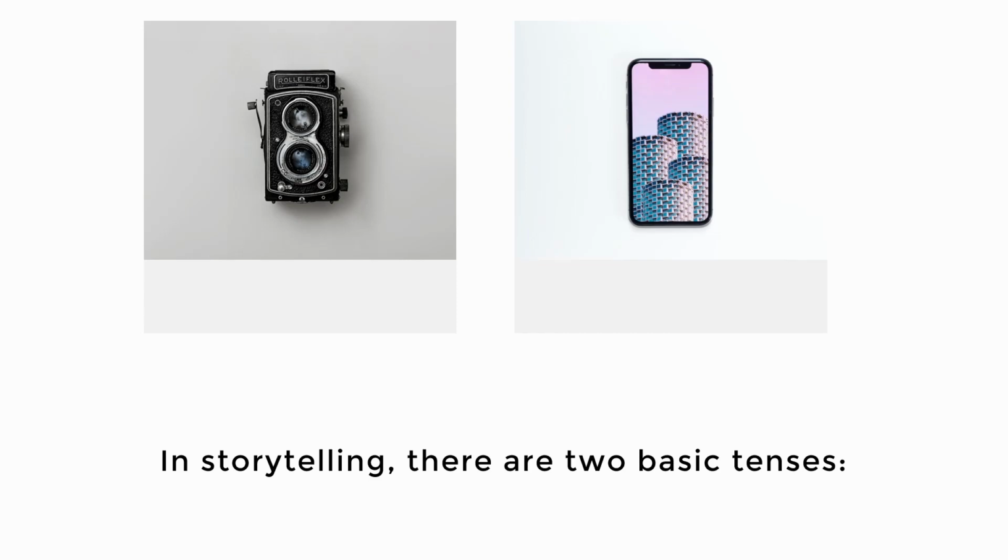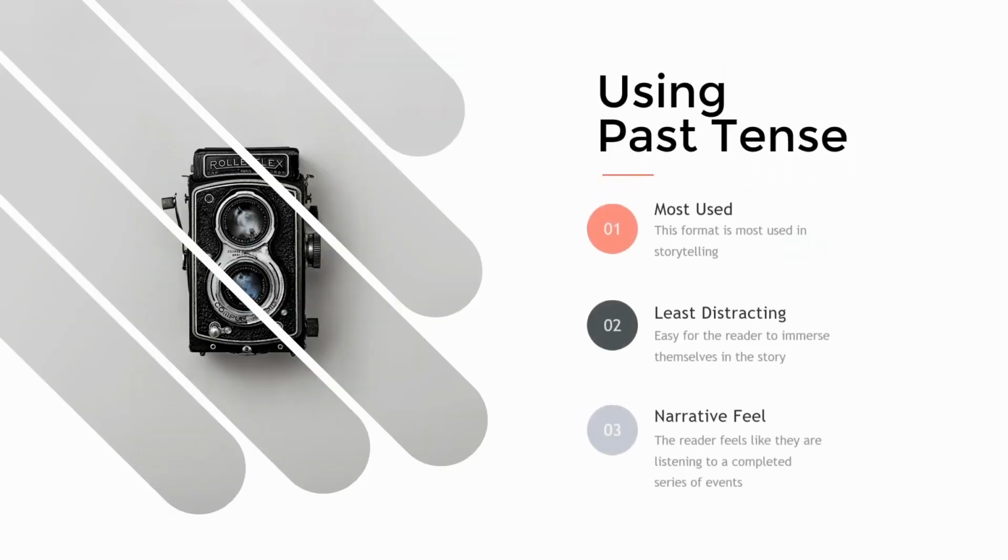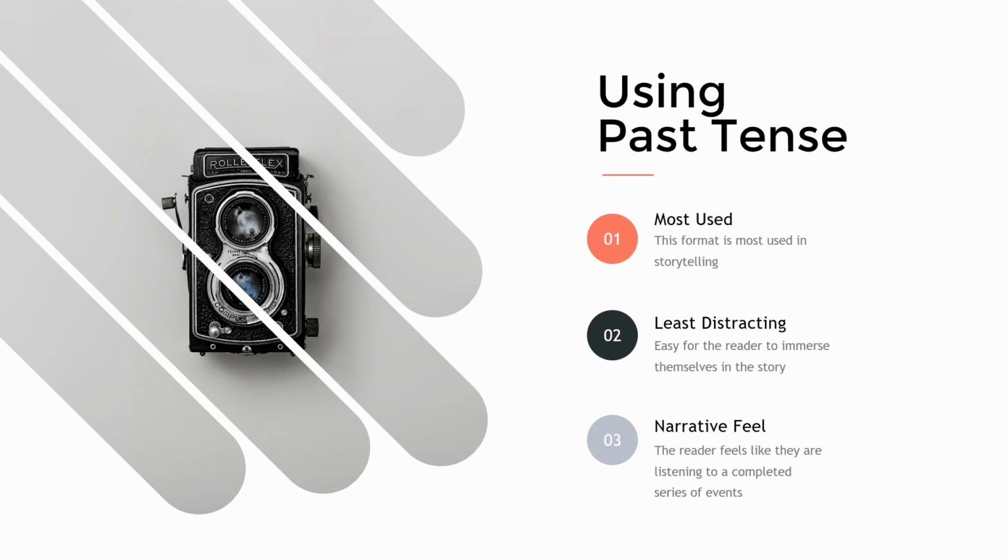What I would like to focus on instead is storytelling tenses. So the two basic tenses in storytelling are past, that's the story took place in the past, or present, the story is taking place now. Let's look at past tense first, because this is the most used format in storytelling. This is most traditional. This is probably the most natural one to use when telling a story. It's also the least distracting. It's easy for the reader to immerse themselves in the story, and it has a narrative feel. The reader feels like they are listening to a completed series of events, so there is a definite ending and they want to know what that is.